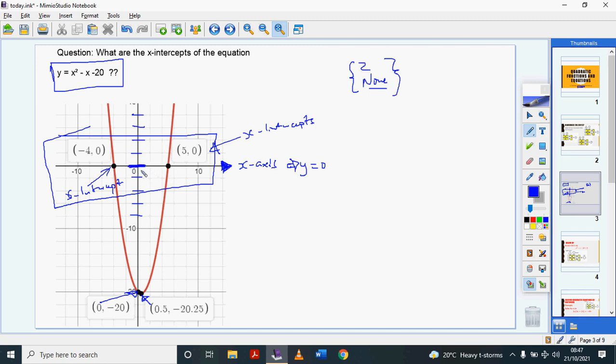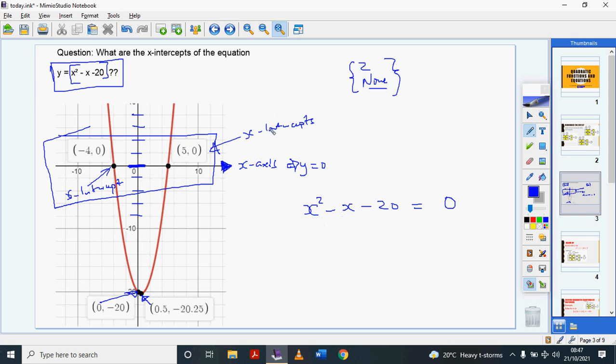So what we are basically doing when finding x-intercepts is we are equating this quadratic equation, that quadratic equation x squared minus x minus 20, we are equating it to 0, right? When we equate the quadratic equation to 0 and we try to solve, what we get from that solving is what is called the x-intercepts.